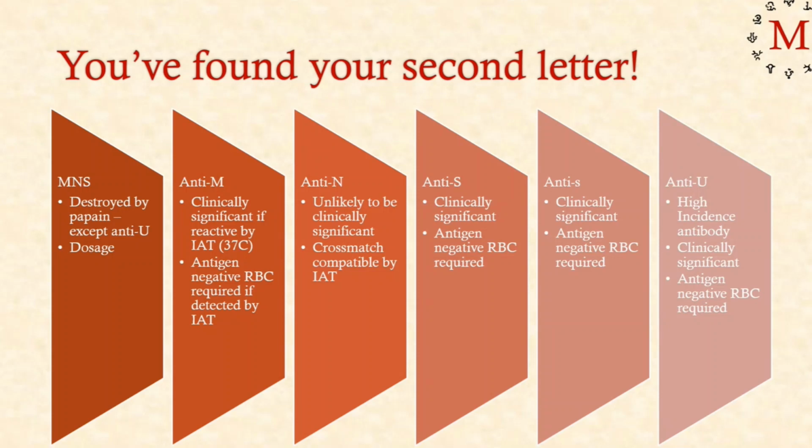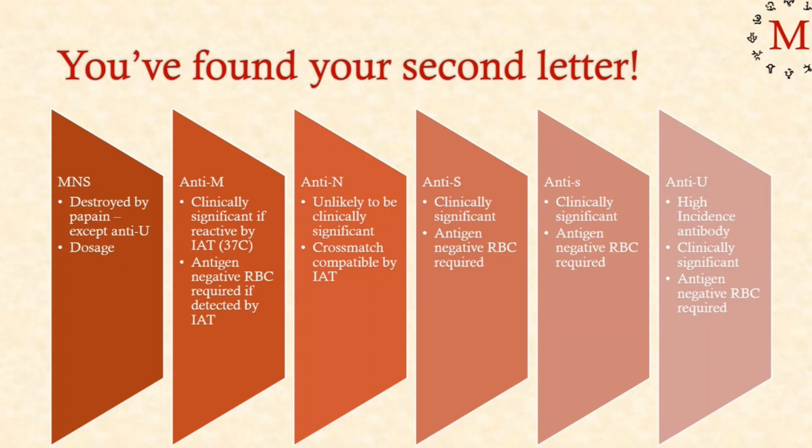So if you had just a cold panel, it's not counted as clinically significant, and you wouldn't need to provide cross-match compatible by IAT. You could if you wanted to, and if you've had an anti-M in the past but it's not currently detectable, you don't need to supply antigen negative blood. Anti-N, unlikely to be significant, cross-match compatible, and then just information there about the rest of them, which I'm happy to share the slides if anyone wants more info.